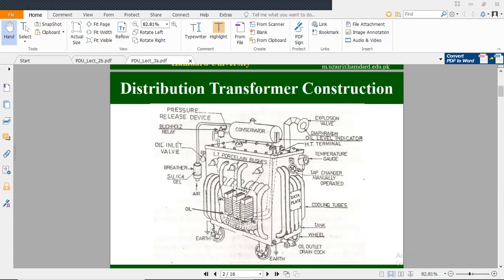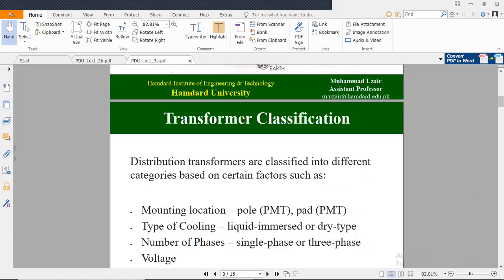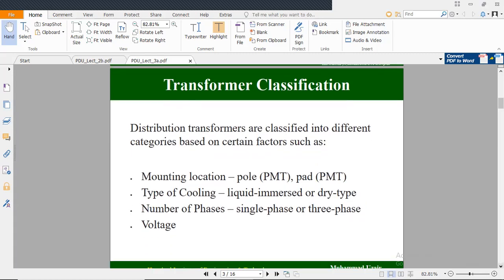Hopefully all things are clear till now. We move towards the next slide. Transformer classification. Transformers are classified into different categories based on certain factors, such as mounting location, which we call PMT, pole mounted transformer. PMT is also categorized into two sections, pole base and pad base.